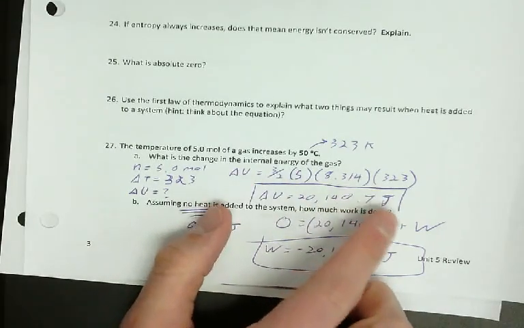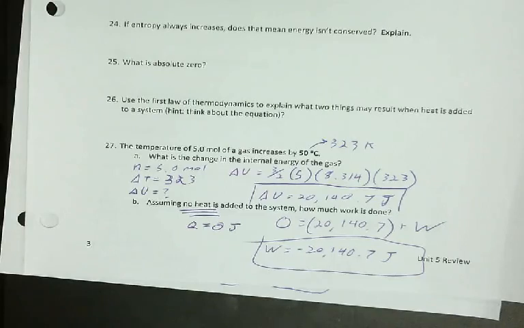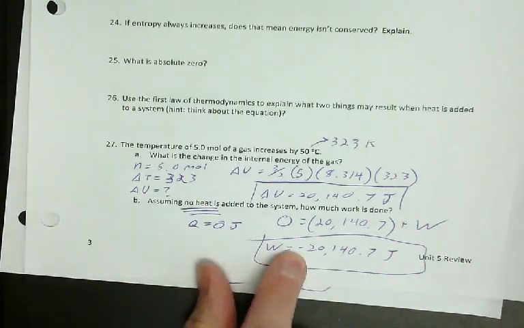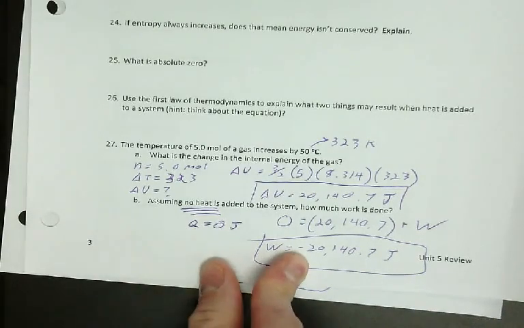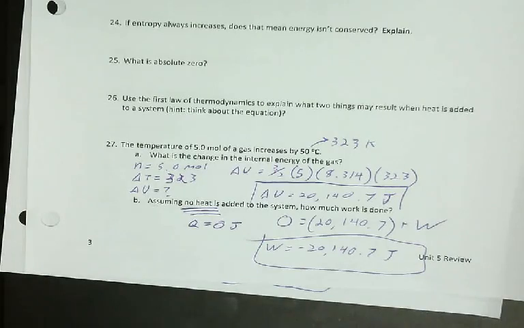Well, the internal energy went up. So I had to increase my internal energy. Well, how do I do that? I increase my internal energy if I do something to it. In this case, it would most likely be squishing it down. If I squish it down, that's work done on the gas, and work done on is negative. Work done by is positive, work done on is negative. So we get a negative 20,140.7 for the work. That makes sense based off of what we know. So this answer makes sense to me.